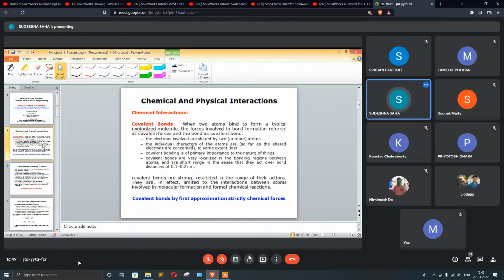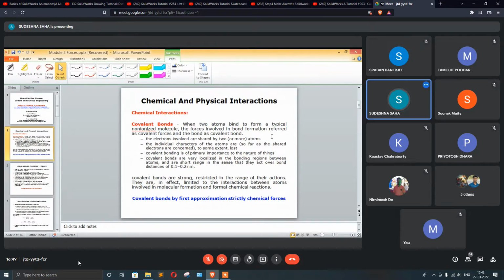So obviously, we can say that covalent bonding is of primary importance to the nature of the things that we know. However, these bonds, if you see it, are very, very localized. That means the interaction forces have a very short range, and they act over a bond distance.